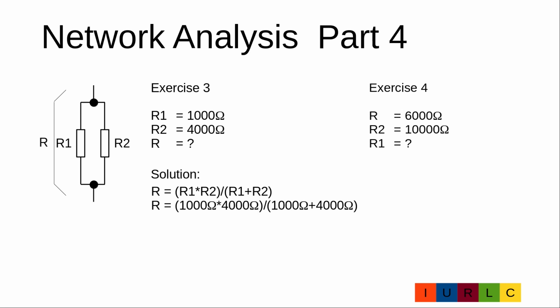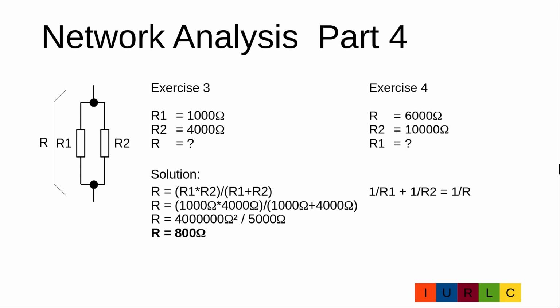With concrete numbers, R is 1000 ohm multiplied with 4000 ohm divided by 1000 ohm plus 4000 ohm. R is 4 megaohm squared divided by 5000 ohm, and the final result for the total resistance is 800 ohm. For the solution of exercise 4, I will use the reciprocal formula.